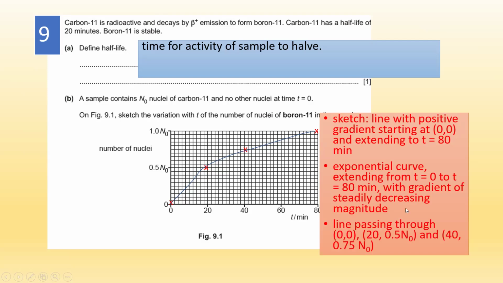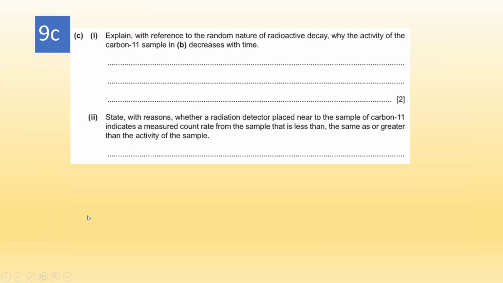Line passing through, they are looking for this point, this point, this point, and this point. Right? In between, it's difficult to calculate. Not that it cannot be calculated, it can be calculated, but they are not looking for those intermediate points. Explain with reference to the random nature of radioactive decay why the activity of the carbon-14 sample in B decreases with time.